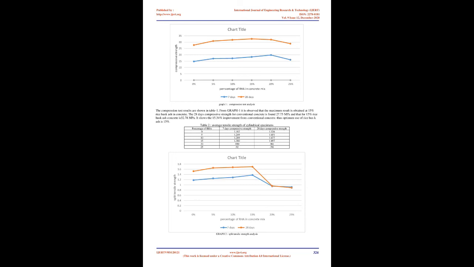Split tensile test. This test is an indirect method for finding the tensile strength of concrete. The cylinder of diameter 150 mm and height 300 mm is cast and afterward tested at 7 days and 28 days. The loading rate is kept 1.2 MPa.